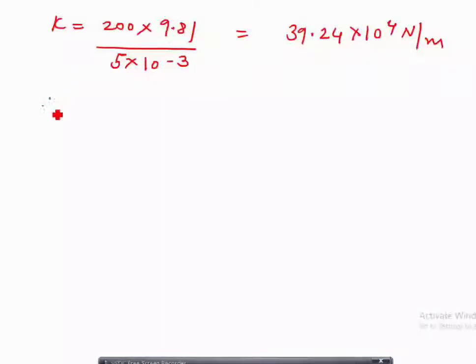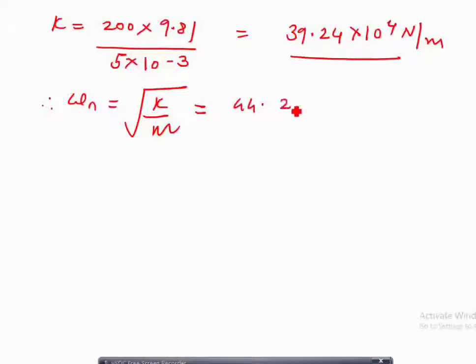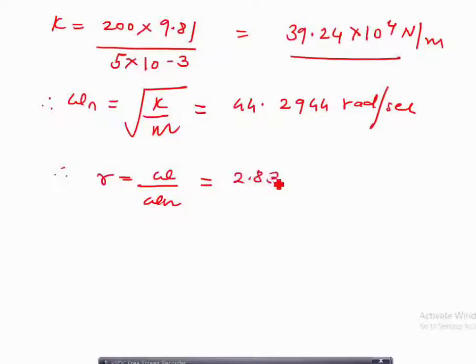Okay. Now once you get k, obviously you can easily find out ωn. What is ωn? Square root of k upon m. So k is 39.24 into 10 to the 4 and m is nothing but 200. So I am getting ωn is equal to 44.2944 radian per second, right? Now find out r is equal to ω upon ωn. So putting ω upon ωn, I am getting the ratio of 2.8370.